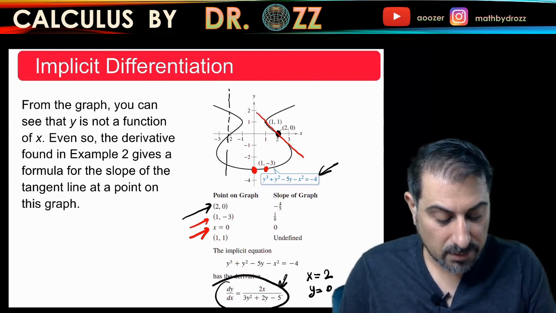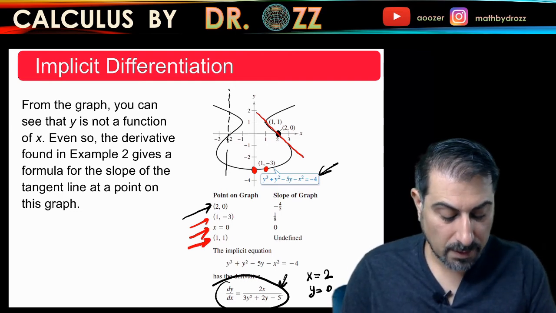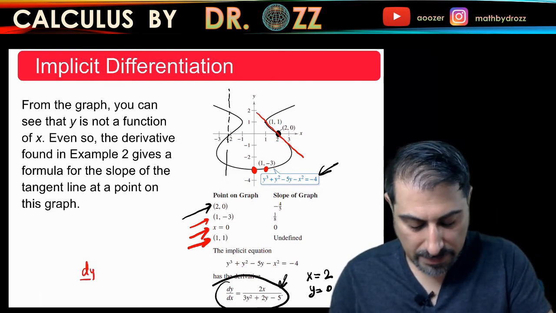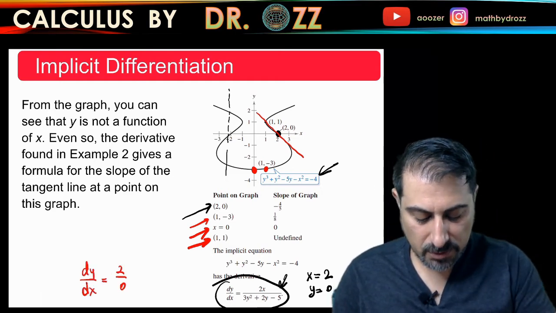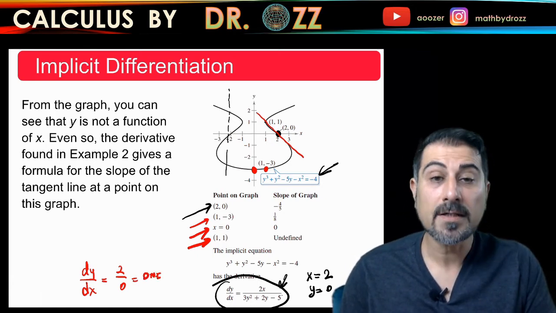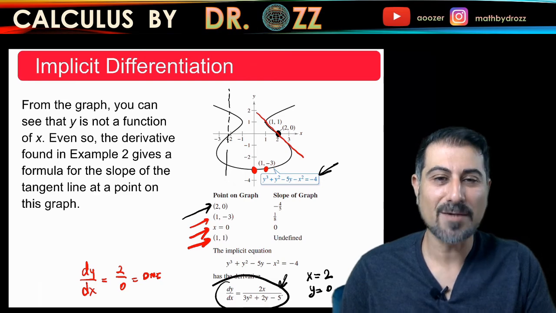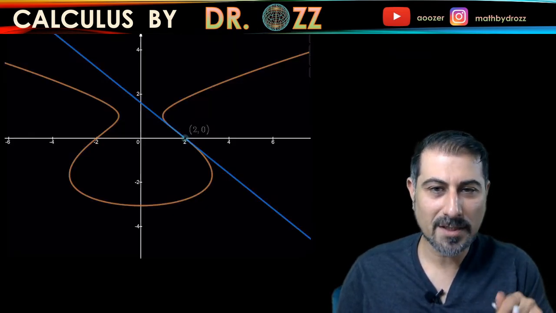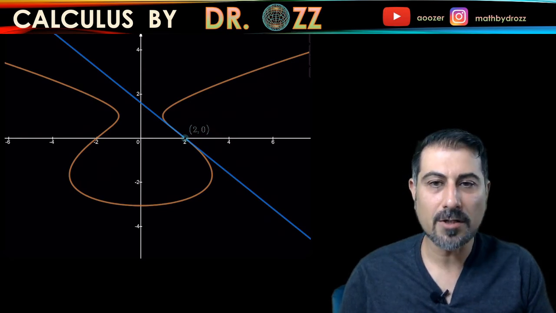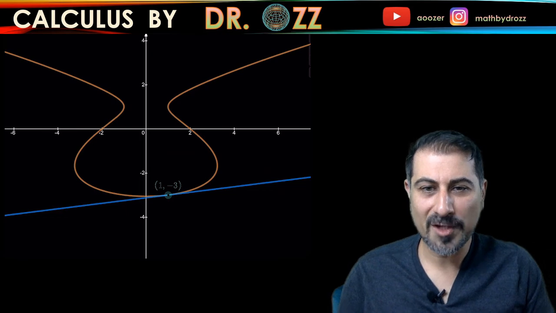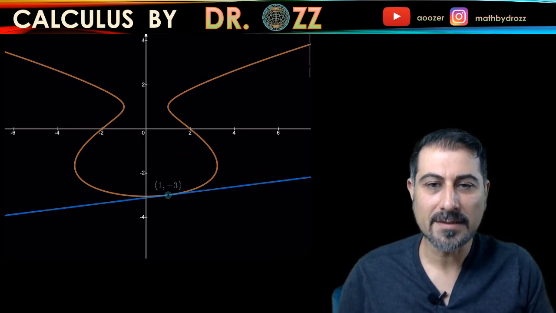You can also find the slope at 1, 1 is undefined, because dy over dx becomes 2 over 0, which doesn't exist. That means you have a vertical tangent line at that point. And here is the tangent line at the point 2 and 0. And here is the tangent line at the point 1 and -3.